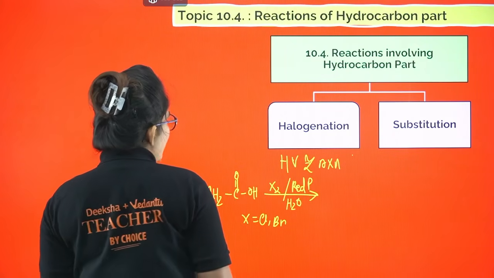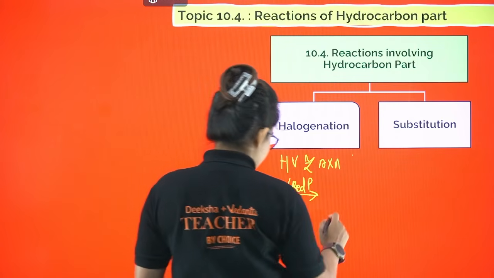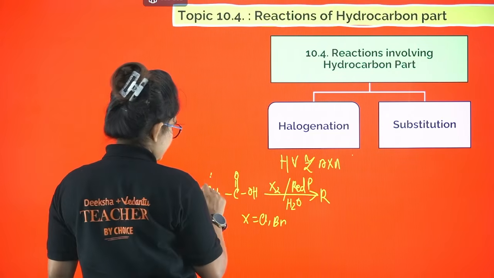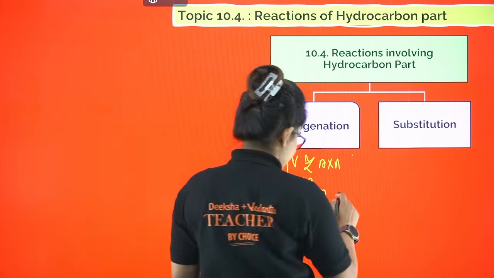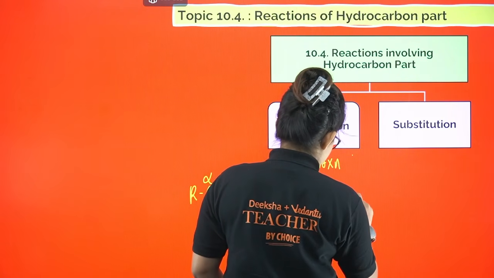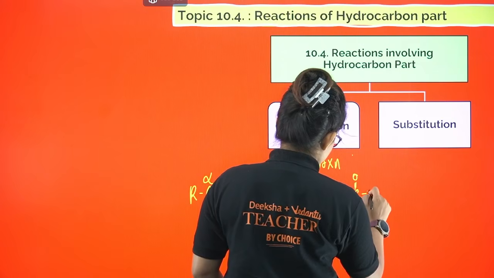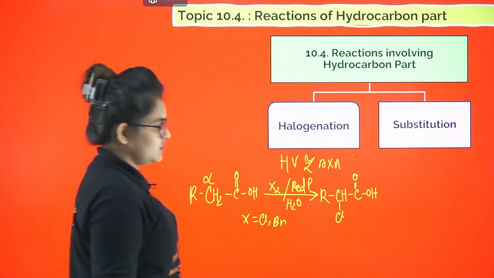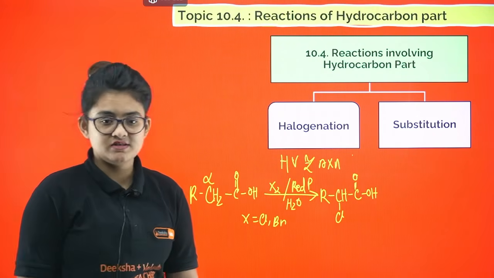Then it will form alpha halocarboxylic acid. This is my alpha carbon, right? So in the alpha position I will get the halogen, RCHCl, and here I am having COOH, the alpha halocarboxylic acid. This is your HVZ reaction.